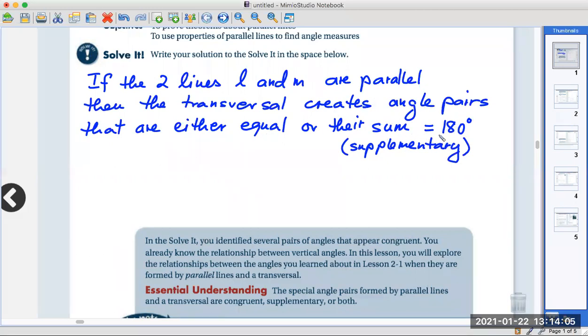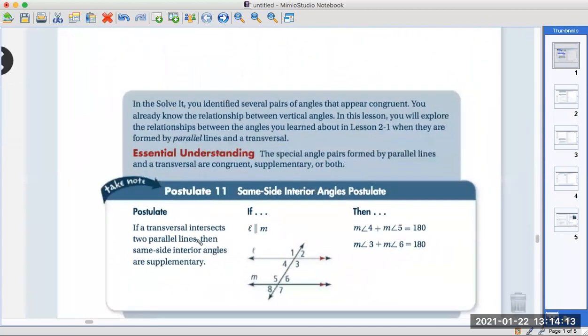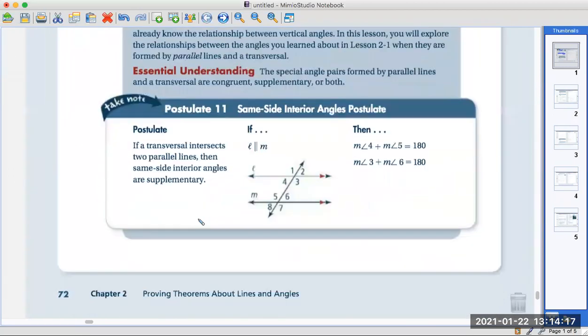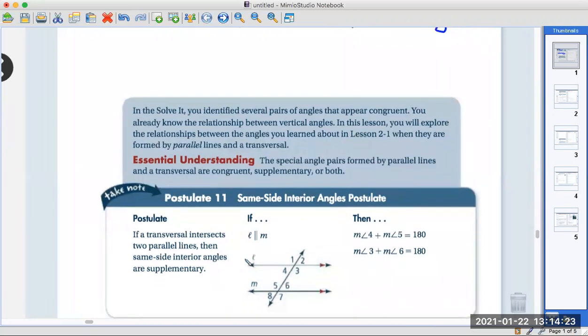And I'll tell you one thing right now, there's only one angle pair whose sum is 180, and that's this one on this page. By the way, this is page 72. Same side interior angles add up to 180 if the lines are parallel. Let's read what it says here. The special angle pairs formed by parallel lines and a transversal are congruent, supplementary, or both.